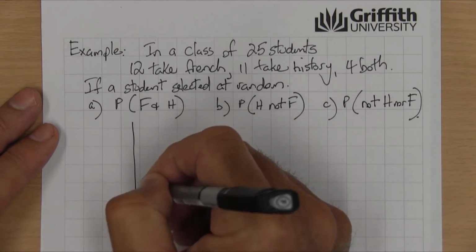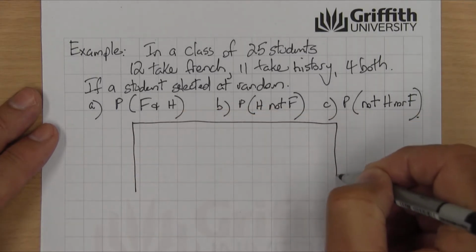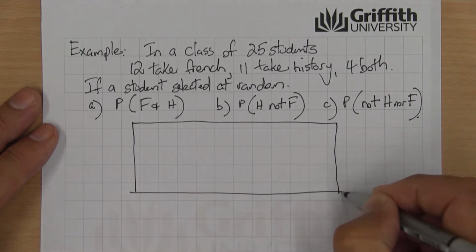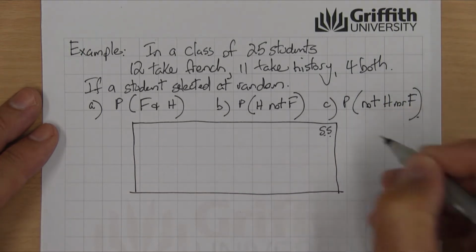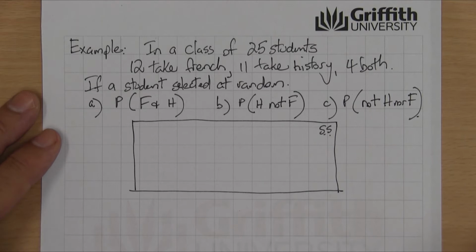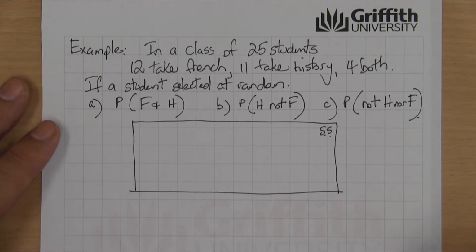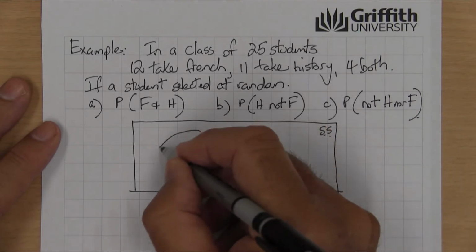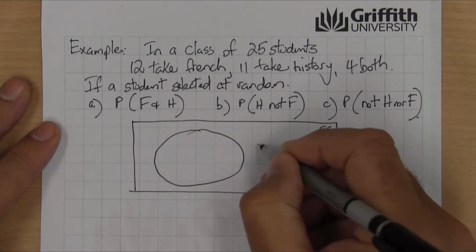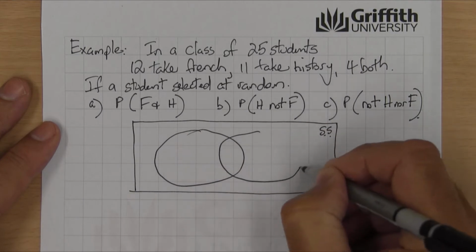Is to draw a diagram. Put the whole sample space, I like to represent the sample space by a rectangle. So this is all possible outcomes, all possible students. So we've got to have 25 students here. Now we've got some that take history and some that take French.